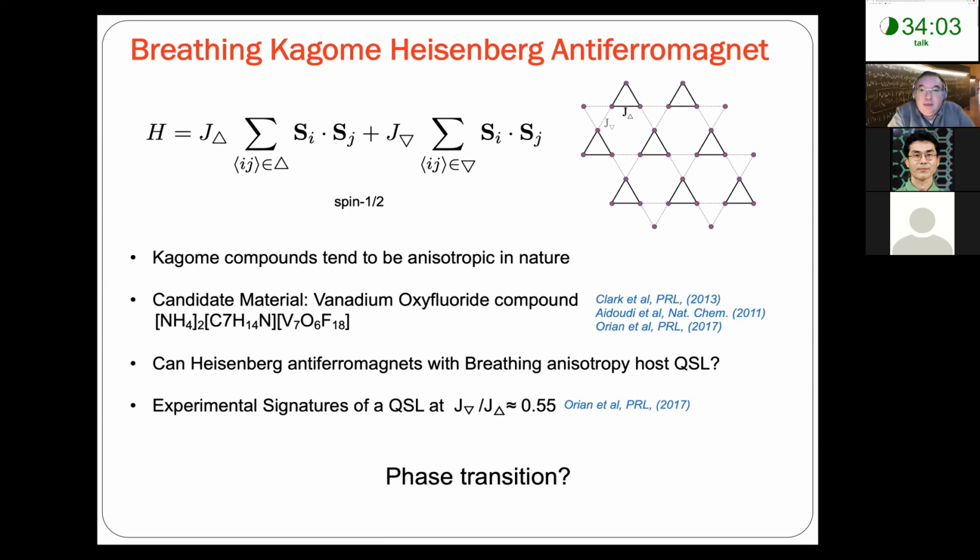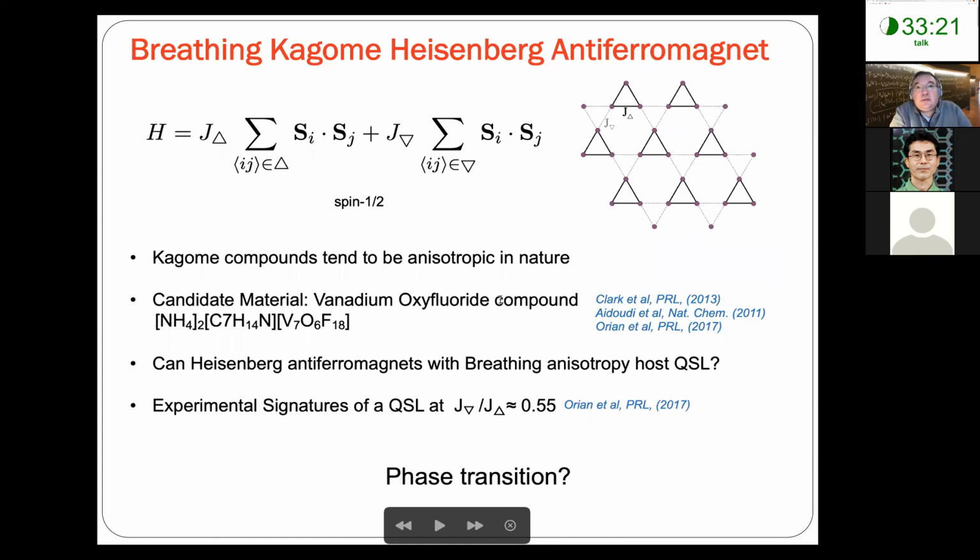All right. Now, why is this interesting? Well, this turns out to be interesting for a number of reasons. First of all, as you can imagine, nature is not completely homogeneous, and Kagome compounds that we find in nature tend to be anisotropic, just by construction. So they tend to have some small breathing anisotropy. There is a candidate material for this type of system, a vanadium oxyfluoride compound whose formula I'm not going to dare to pronounce here, but it has already been studied in several places as a candidate for the breathing Kagome antiferromagnet.